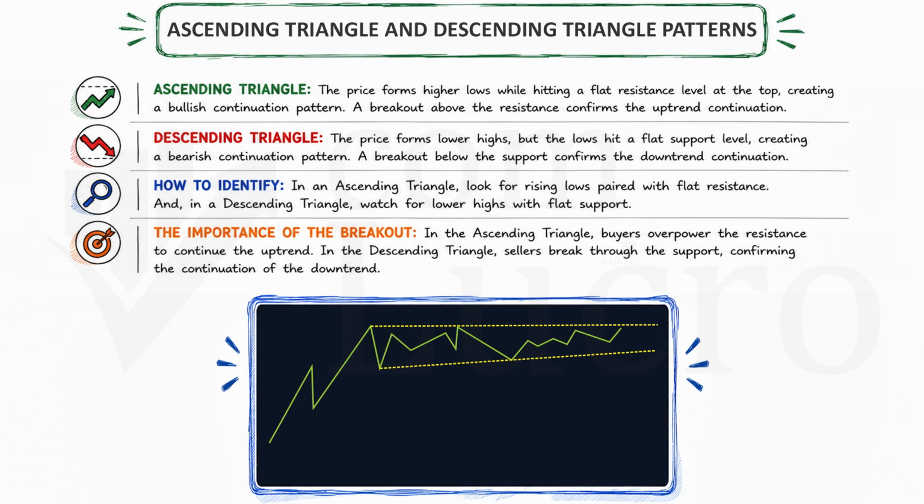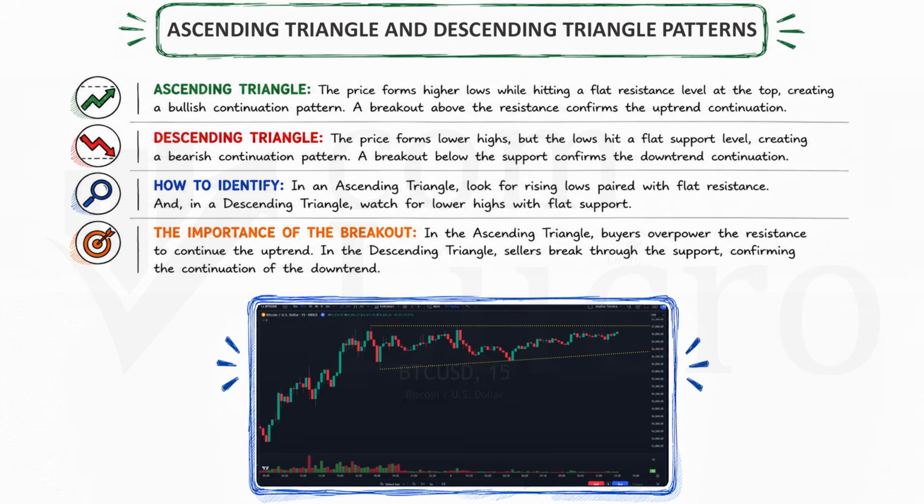Let's explore the ascending triangle and its counterpart, the descending triangle. These two patterns form during trends and indicate a potential continuation of the current direction after a period of consolidation. The ascending triangle is considered bullish, while the descending triangle is typically a bearish continuation pattern.